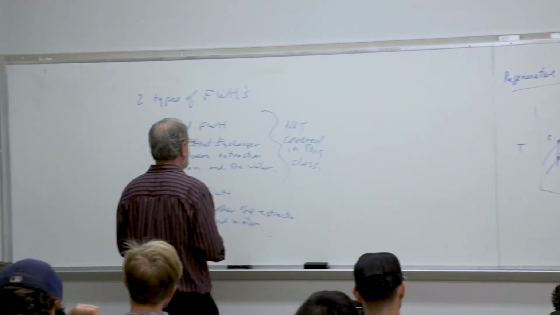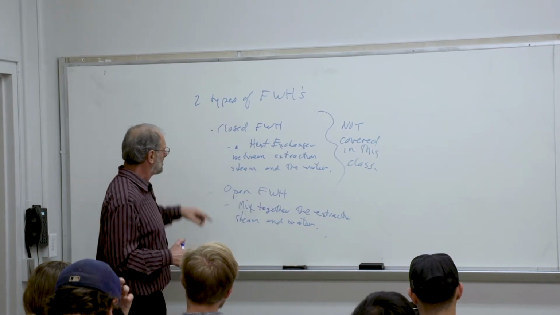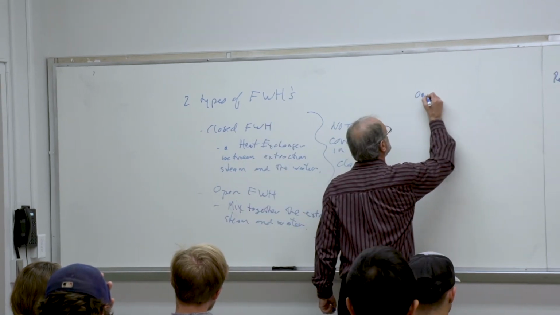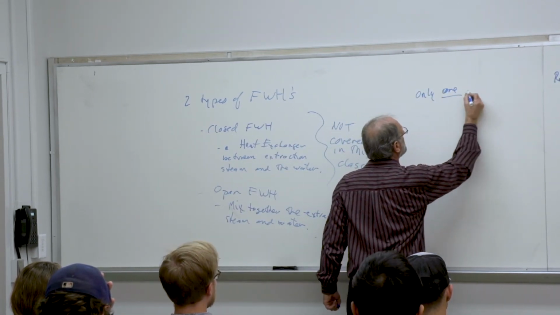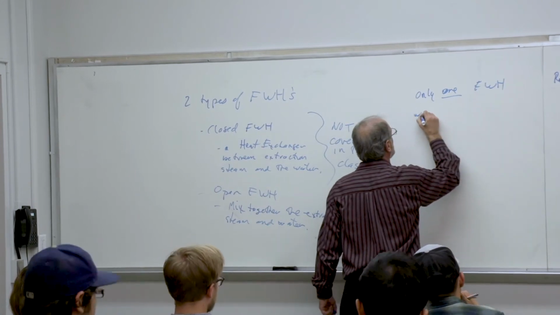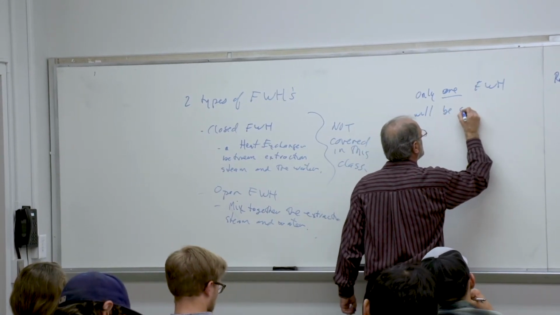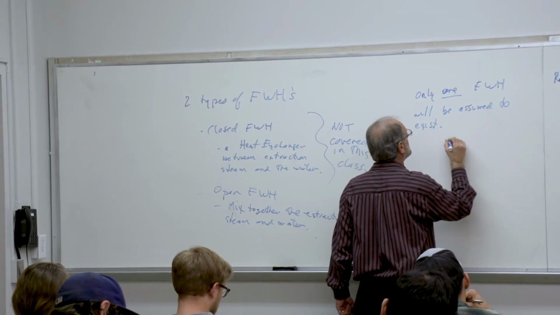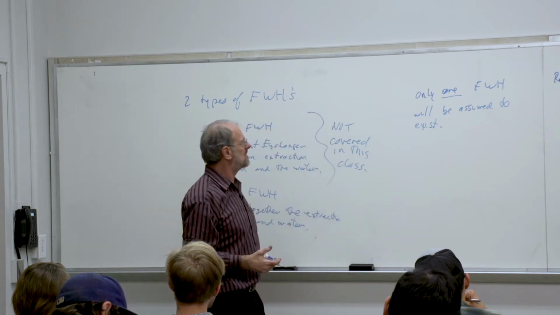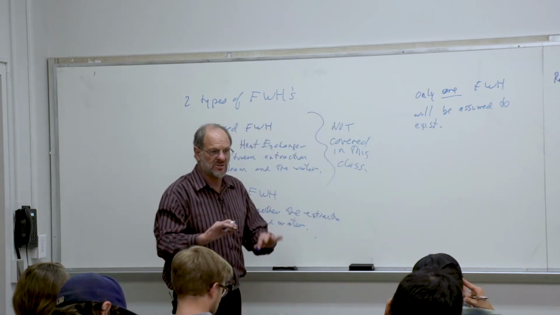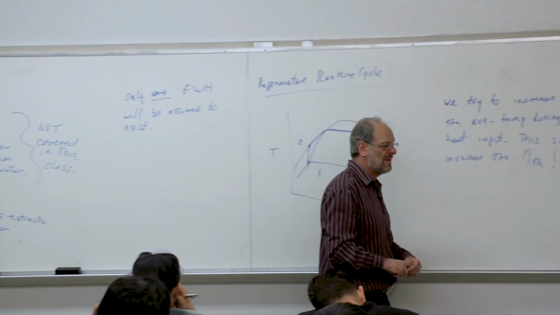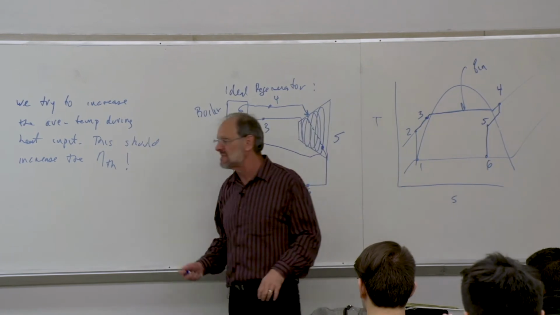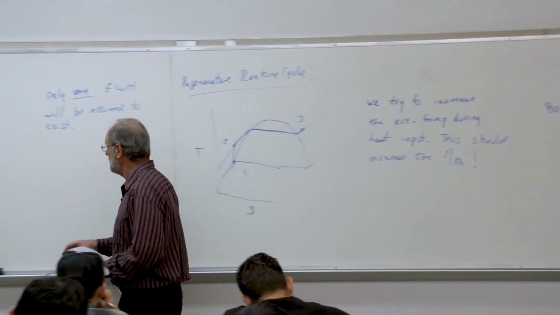Okay? In this class, not only are we going to avoid talking about closed feedwater heaters and only deal with open feedwater heaters, but also in this class, only one feedwater heater will be assumed to exist. Again, in reality, there's going to be multiple feedwater heaters, and we just don't have the time to go through that in this class. Okay. So what would the cycle look like? What would it look like from a TS diagram point of view? What would it look like from a schematic point of view?